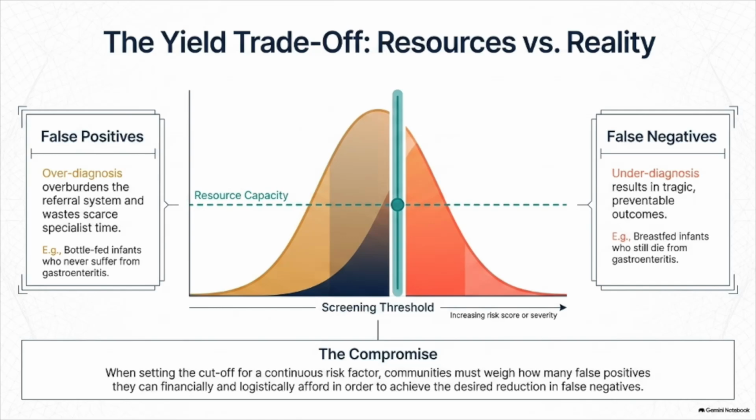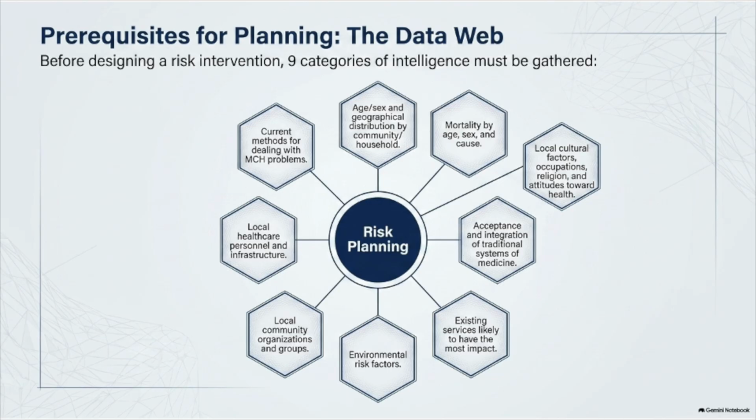The compromise is that when setting the cutoff for a continuous risk factor, communities must weigh how many false positives they can financially and logistically afford in order to achieve the desired reduction in false negatives. Before designing any risk intervention, 9 categories of intelligence must be gathered, forming what can be called the data web.